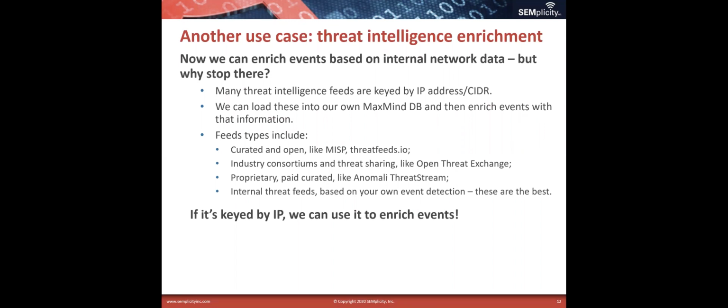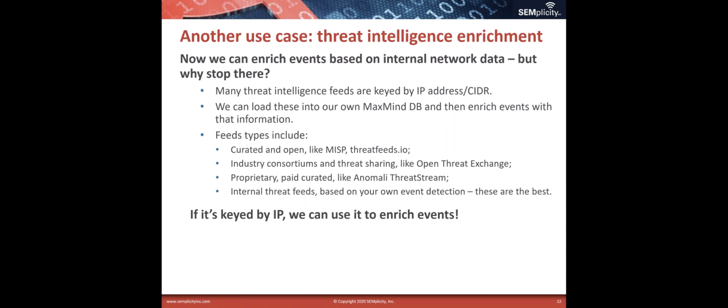So the point here is that now that we can take an IP address and associate it with any kind of arbitrary data we want, why not use it for some other purposes? The most obvious use case is threat intelligence. There's a whole bunch of threat intelligence feeds out there today. It's really turned into a big business. And a lot of them, I would say most of them still, are keyed by the IP address or maybe a subnet. We can load these into our MaxMind database and then enrich events with that information.